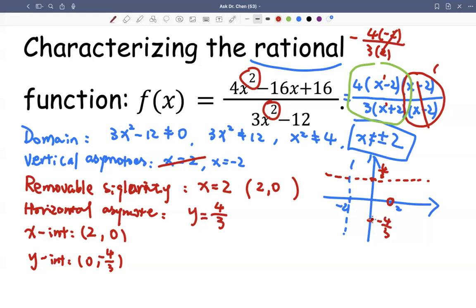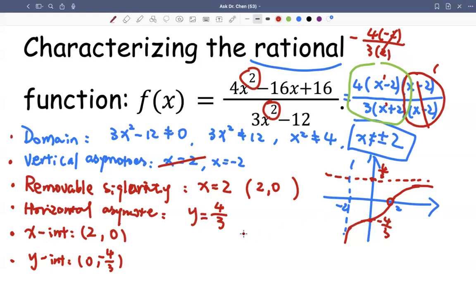So we will have a graph, probably something like this. And this side, probably something like this. So that's just one branch of the rational function. So what else? We have the domain, vertical asymptotes, removable singularity, horizontal asymptote, and the x-intercept and y-intercept. So if we do want to graph this one, we can check a couple of values.